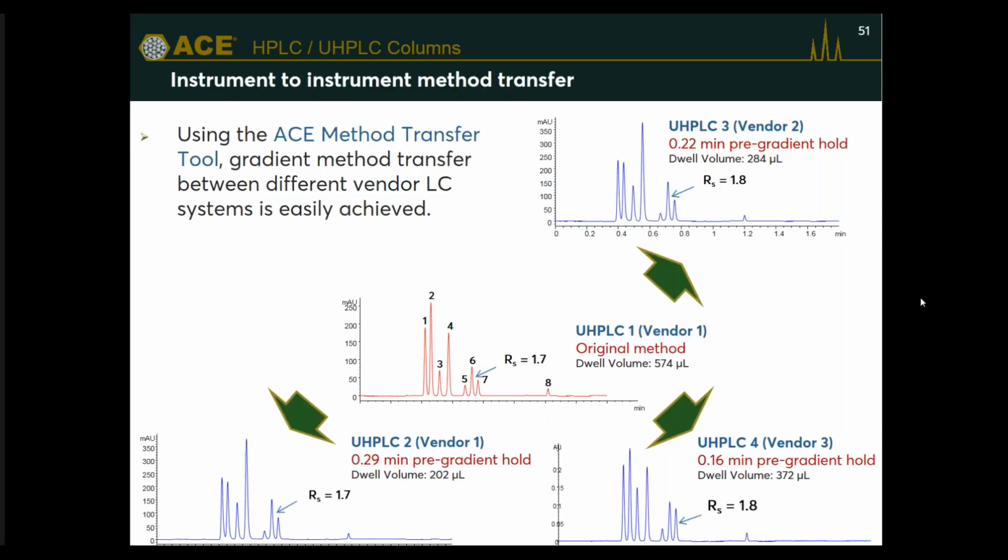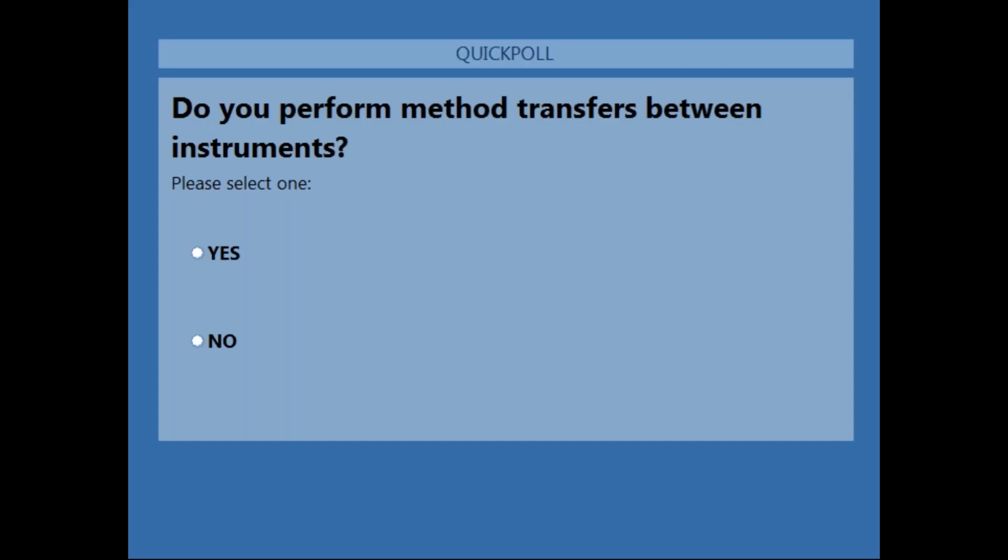So I'm going to run one last poll now, and then I'm going to summarize what we have talked about today. So thank you very much. The talk will be finishing in the next 5 minutes or so. So the last poll I'd like to run, you can see there is, do you perform method transfers between different instruments?